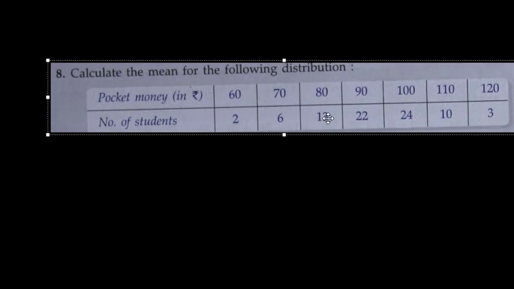Now the next question, question number 8: calculate the mean of the following distribution. We have to calculate the mean of the following distribution. Okay, so you try, solve the problem and then check the answer with me. Value of x, we have 60, 70, 80, 90, 100, 110 and 120. This is the value of x.